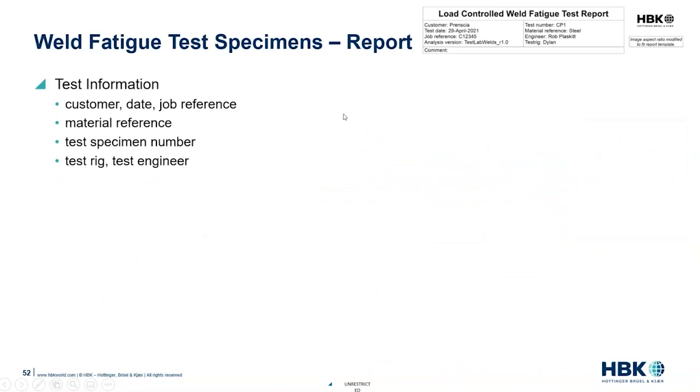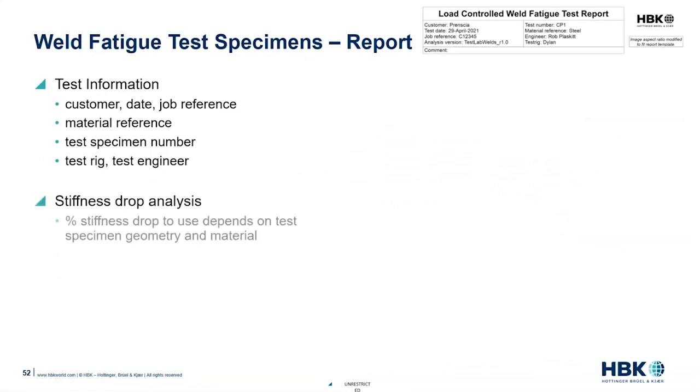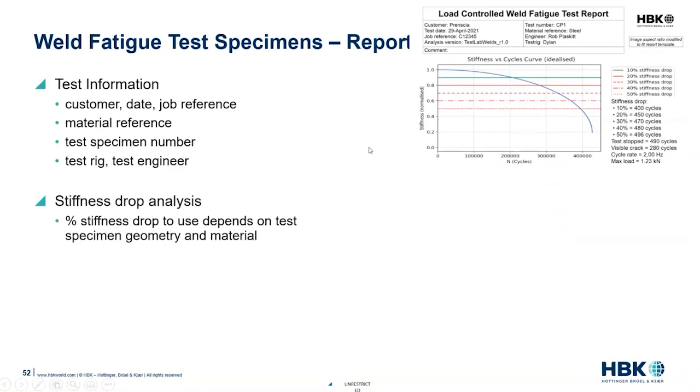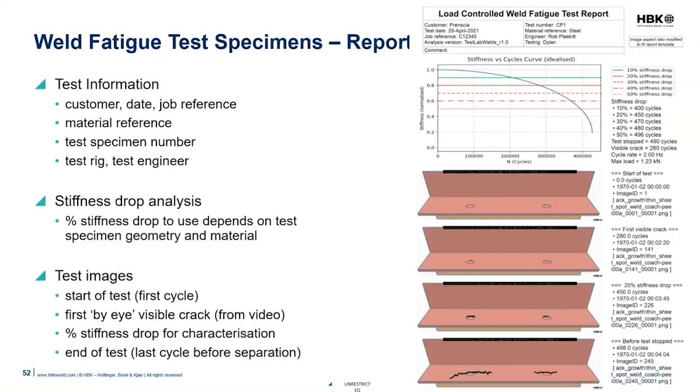So obvious things such as the customer, the date, the job reference, material references, ID number, including the stiffness drop, and then including test images to add to that report that shows where and how those cracks were developing from the uncracked condition at the start of the test to a first visible crack by eye, a particular stiffness drop, and at the end of the test, just before separation.